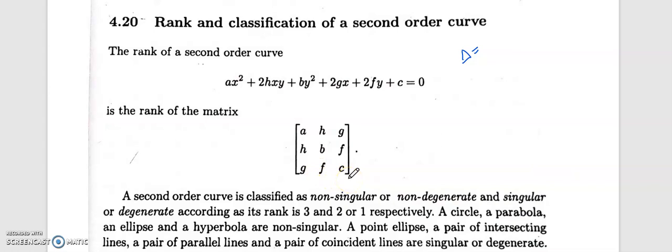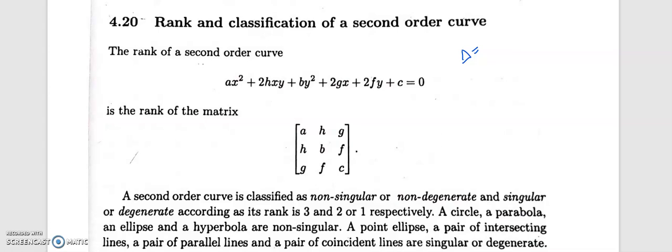Now, depending on the rank of this matrix, your second order curve can be classified into a conic or some other curve. So the curves we get can be circle, parabola, ellipse, hyperbola, or it can be pair of straight lines, or it can be points. So those are the possible types of curves you are going to get.